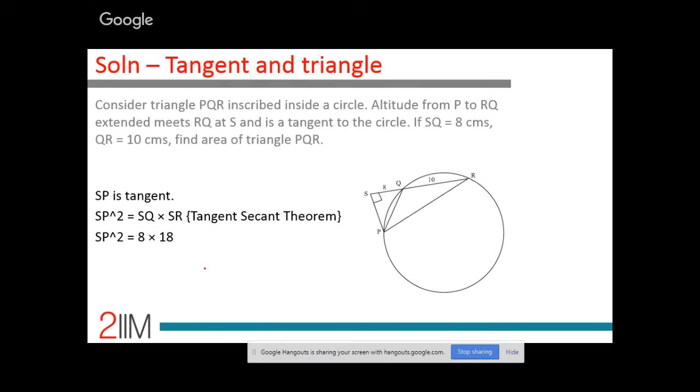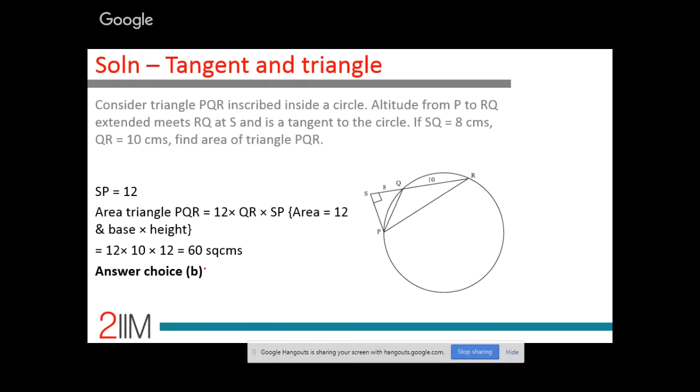SP is the altitude, QR is the base. You've got the area. Area is half into base into height. Base is QR, which is 10. Height is SP, which is 12. So area is half into 12 into 10, which is 60. It is 1 by 2 into 10 into 12, which is 60 square centimeters. Okay. Once you know the altitude, we can find the area. That part is simple.